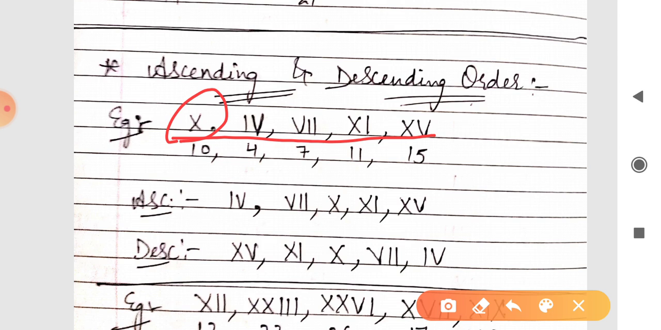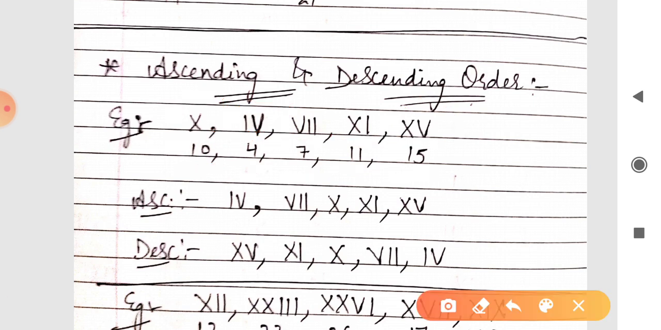X is the Roman numeral of 10, so you will write here 10. Then IV is the Roman numeral of 4, so you will write here 4. Then VII is the Roman numeral of 7, so you will write here 7. And XI is the Roman numeral of 11, so you will write here 11. And XV is the Roman numeral of 15.